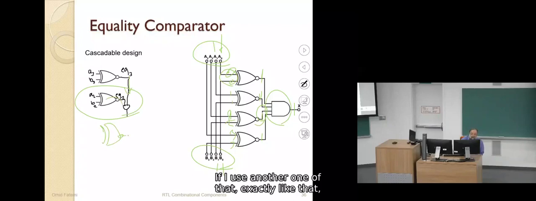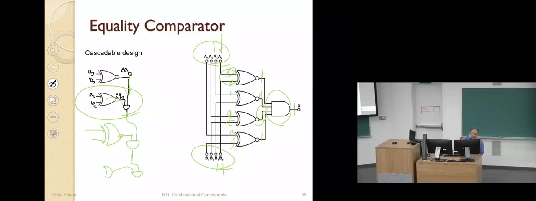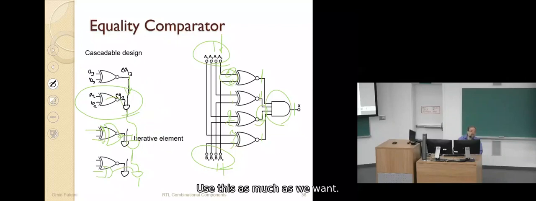So if I use another one of that, exactly like that, you see, this is an XNOR with an AND. If I use another one and connect this to this, then I build a cascadable component. Again, for the next one, this one goes to the AND part, and the output of the XNOR goes here. So this is cascadable also. We can use this as much as we want.